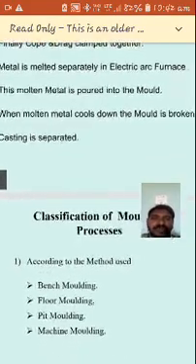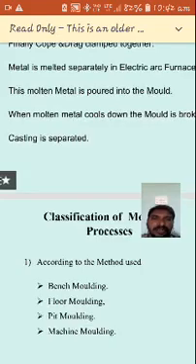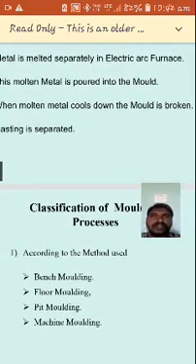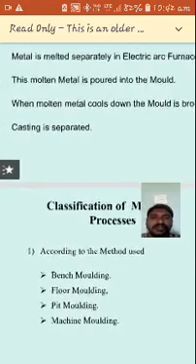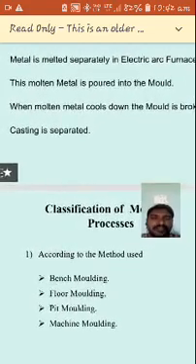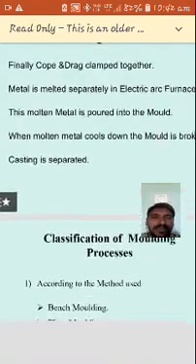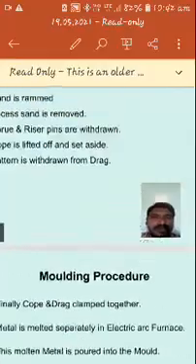When the molten metal is cooled down, the mold is broken. This process is called solidification. Solidification is nothing but the process of cooling from molten metal to a solid state. After that the casting is separated. This operation is called molding. This is called the molding procedure.